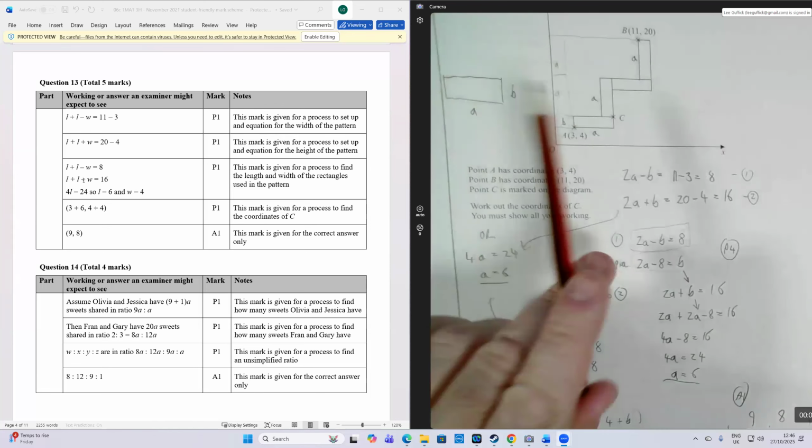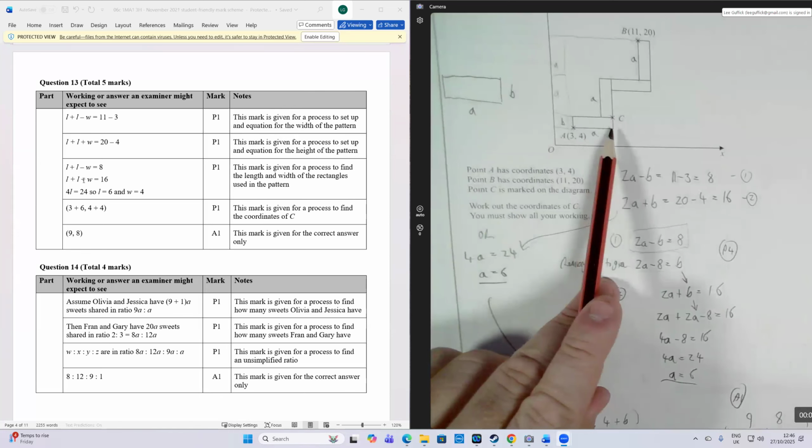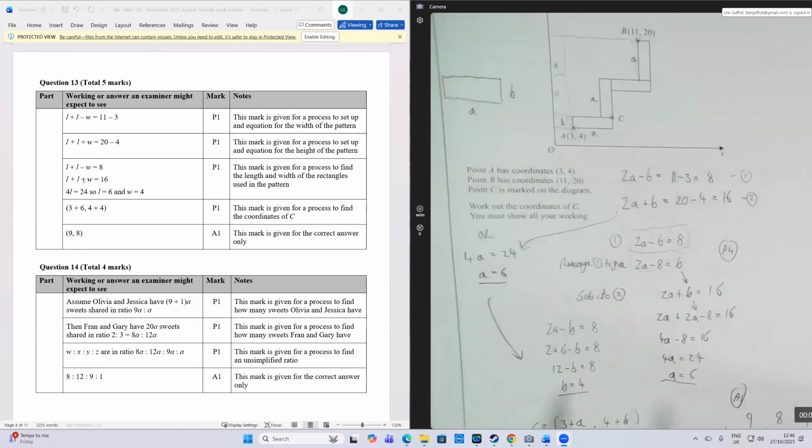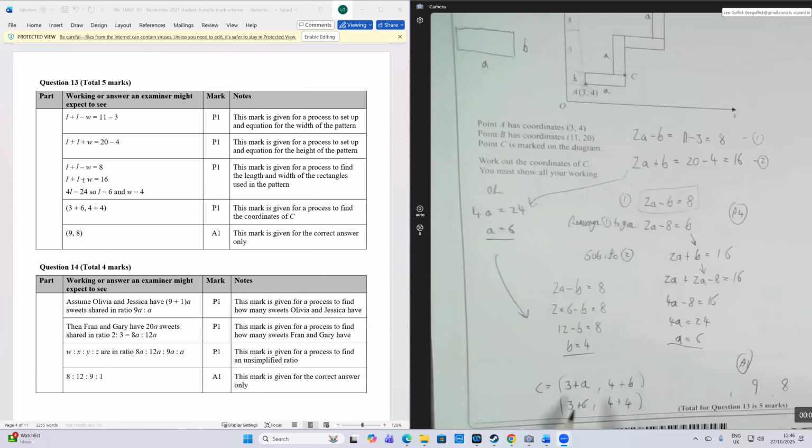Well, to get across to C from this x coordinate of 3, I need to do 1A. So the x coordinate is going to be 3 add A. And we know that A is 6, so it's going to be 3 add 6, so it's going to be 9. Let's now look at the y coordinate of C.